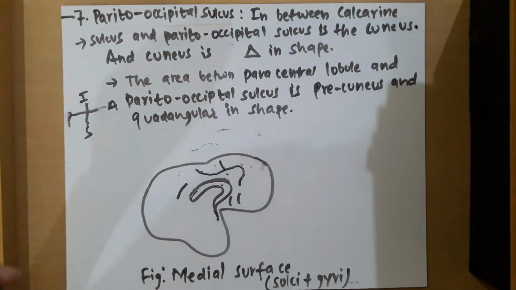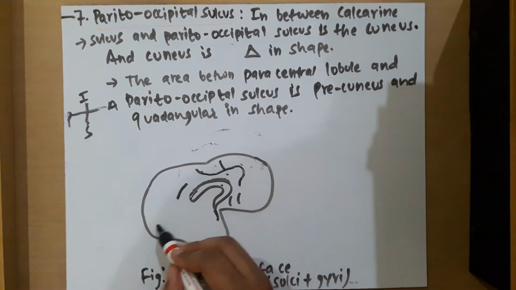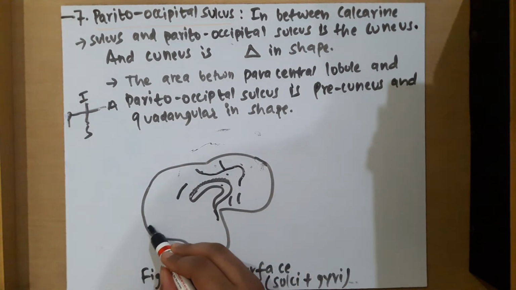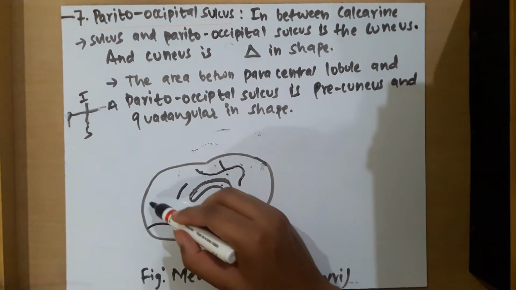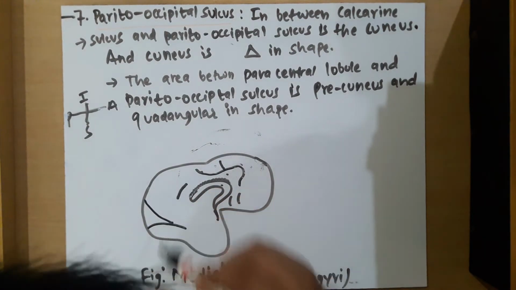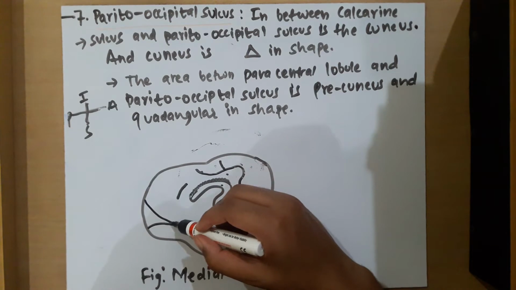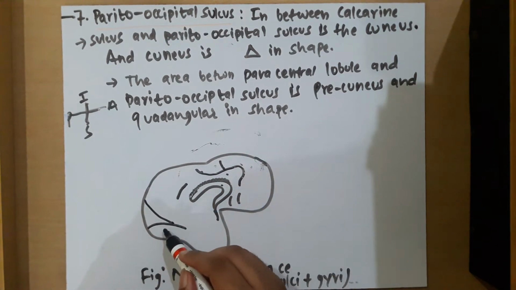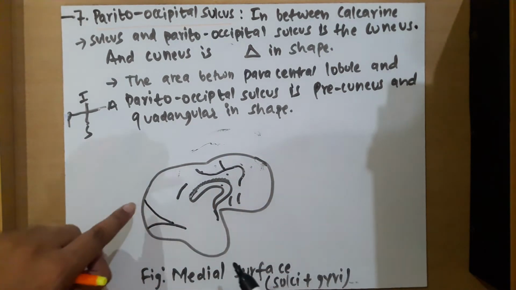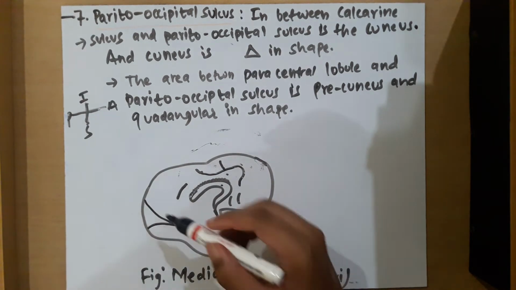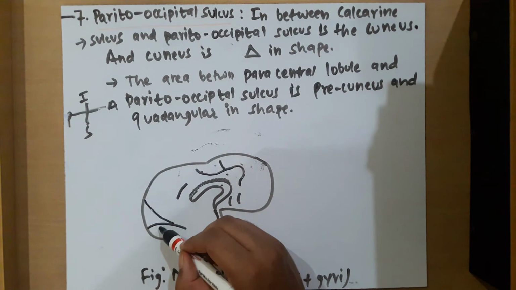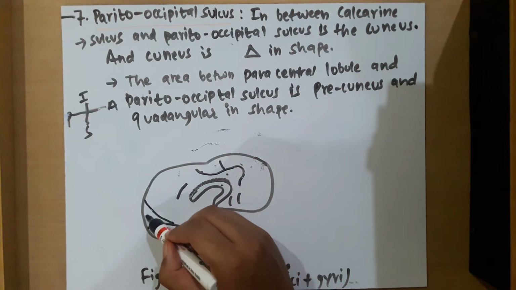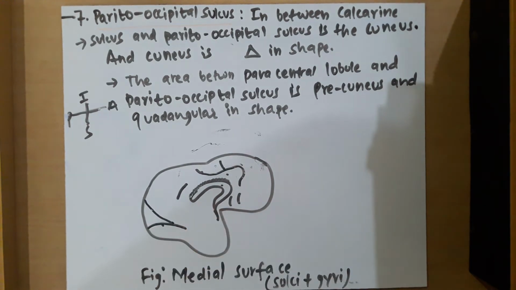Okay, now we have the sixth, that is the calcarine sulcus. It is below the splenium and is running slightly towards the occipital lobe. And it gives off the parieto-occipital sulcus. So this one is the calcarine sulcus and this is the parieto-occipital sulcus. Now the area between this parieto-occipital sulcus and the calcarine sulcus is known as the cuneus.